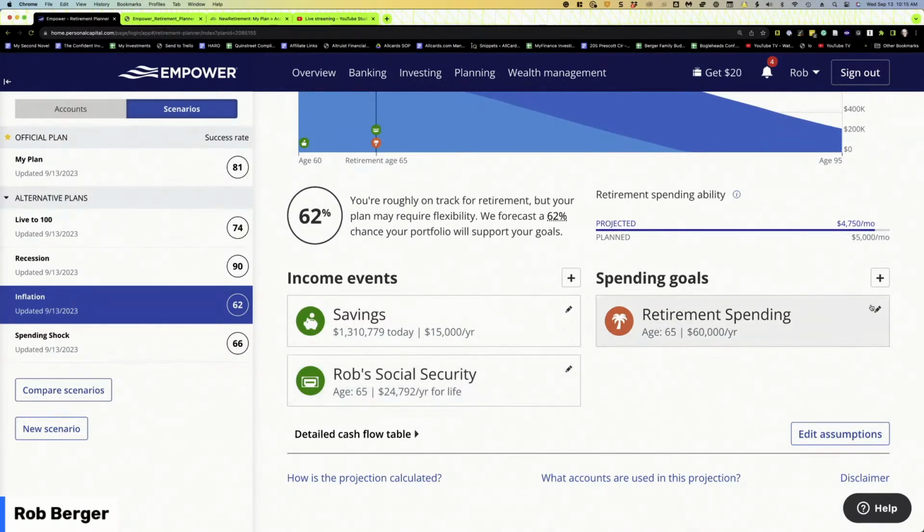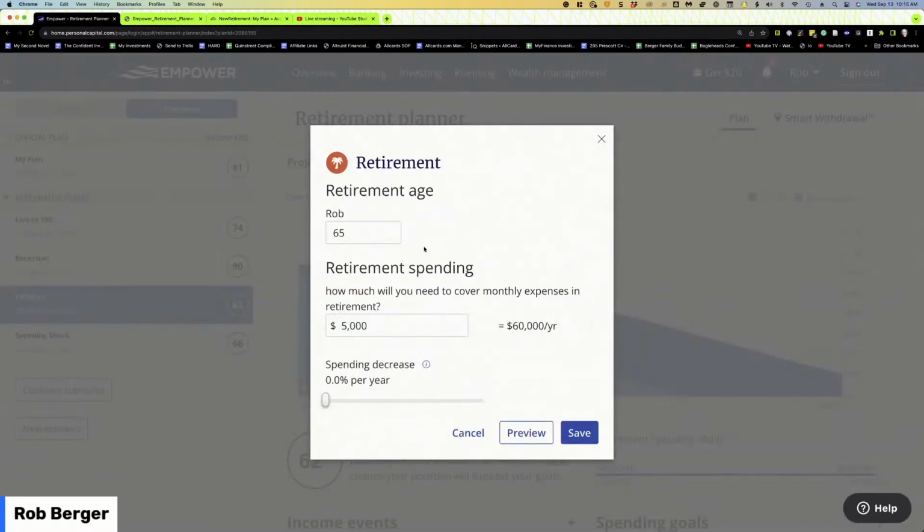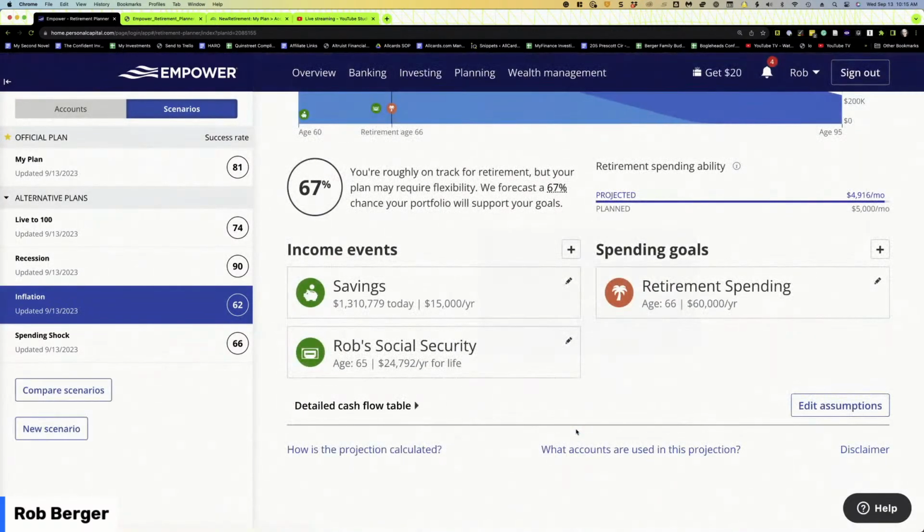Well, let's look at retirement spending. We could work an extra year or two. So we have a 62% chance of success. What if we just worked one extra year? So it goes from 62, and this will update, there it goes. It goes from 62 to 67%. And I wanted to show you this. Working one extra year is huge.